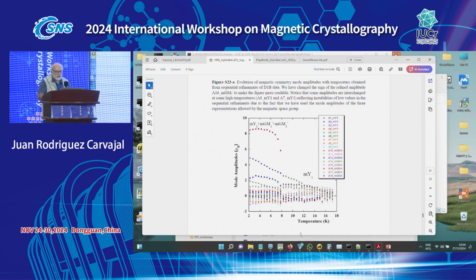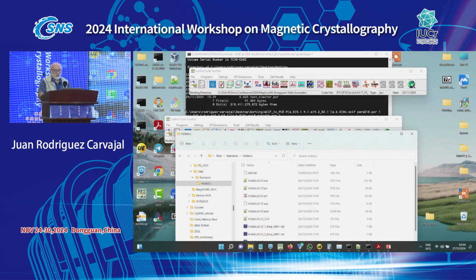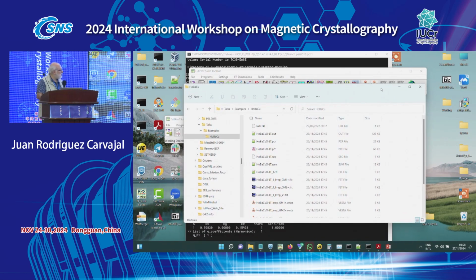Then I will show you, I prepared just yesterday something for showing you how to work. These amplitudes correspond to the coefficients C1, C2 that you have in BasIreps also. But here you have much better control, because you have not only the primary representation, but also secondary effects that appear from the fact that you have a particular magnetic space group.